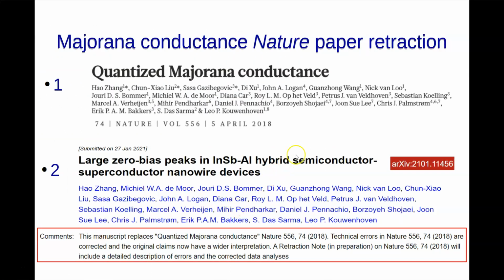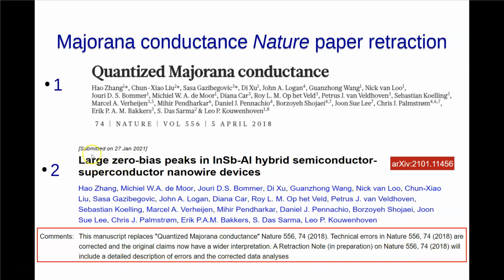All right, so let's start by first stating the title of both papers. This is the original Nature paper that I mentioned. And this is a paper that was published on the arXiv at the end of January 2021 from the same group. It's not the same authors actually involved, but pretty much the same group. And in the comments for this arXiv paper, it said that this manuscript replaces the Quantized Majorana conductance Nature paper. They say technical errors in that paper are corrected, and the original claims now have a wider interpretation. A retraction note, which is in preparation, will include a detailed description of the errors and the corrected data analysis.